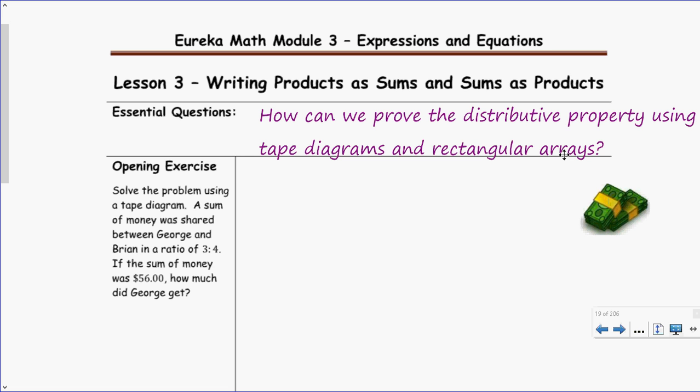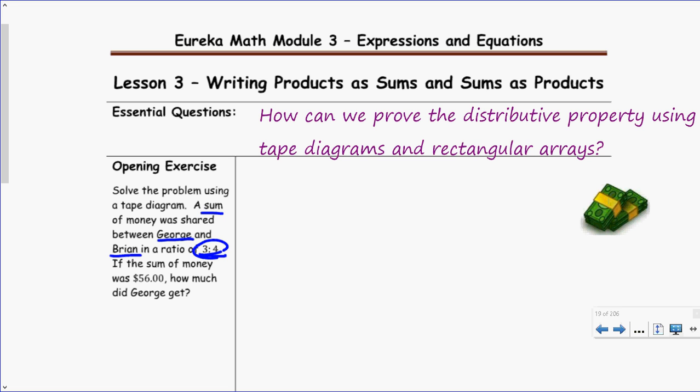Tape diagrams are going to take a little bit more depth in this lesson, and we're going to use them for something called rectangular arrays. For the opening exercise, we're going to solve this problem using a tape diagram. A sum of money, go ahead and underline that. A sum of money was shared between George and Brian in a ratio of 3 to 4. George's name came first and Brian's name came second, so that'll be important. If the sum of money was $56, how much did George get?